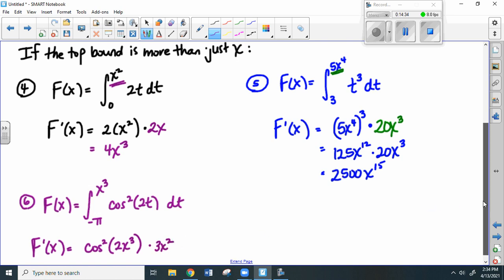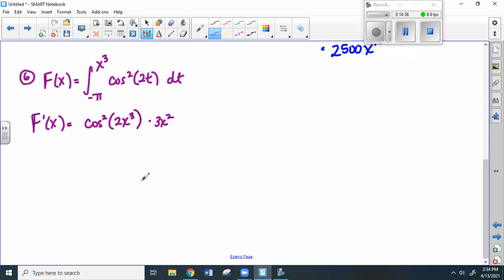All right, well, what's the proper way to simplify that? That would be to move the 3x squared to the front. It just looks better because it is basically the coefficient, okay? And that's all you need to do if the top bound is more than just x, okay?